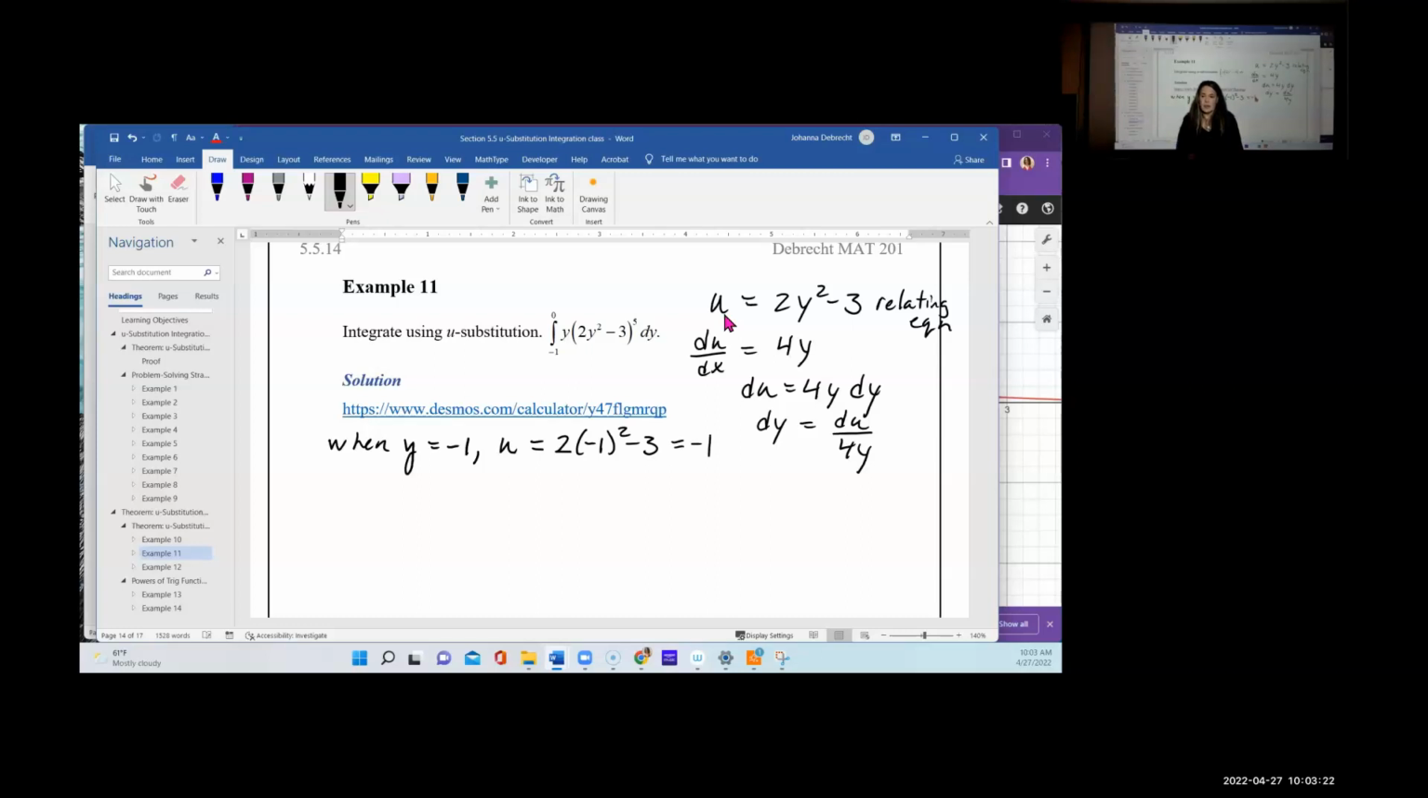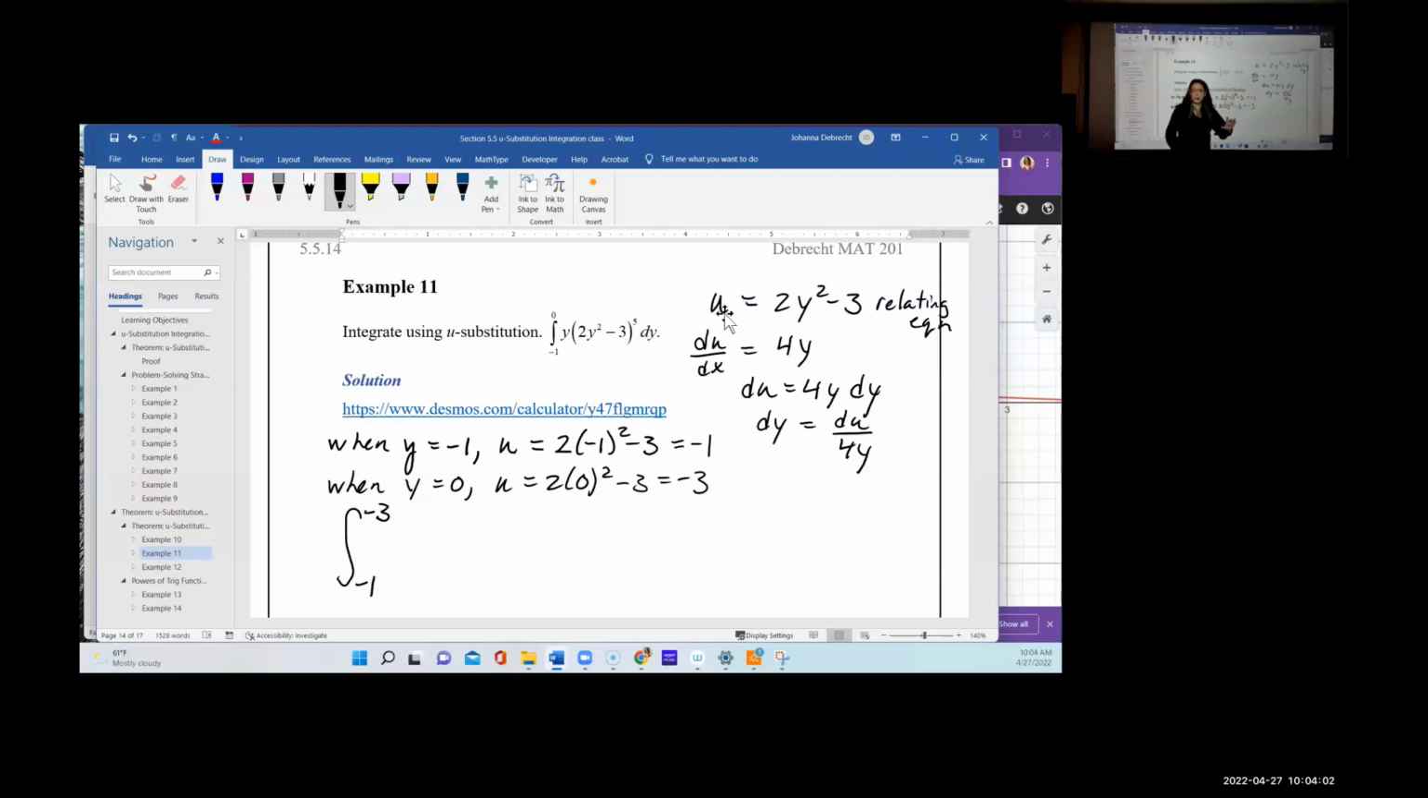Can I get a thumbs up on that? I got some head nods. Okay. When y equals 0, u equals 2 times 0 squared minus 3, which is -3. So now my limits of integration will go from u equals -1 on the bottom to -3 on the top. Make sure that the order you put them into the new integral matches the order of the original. Replacing -1 with -1 and replacing 0 with -3.